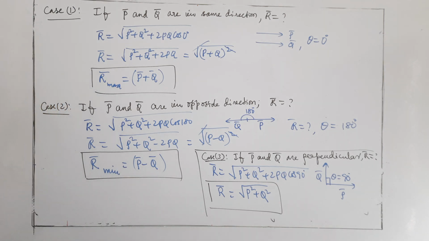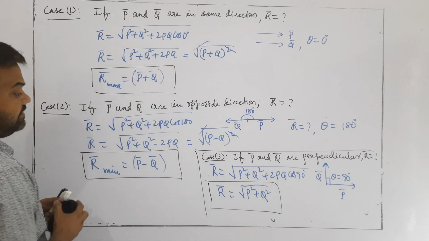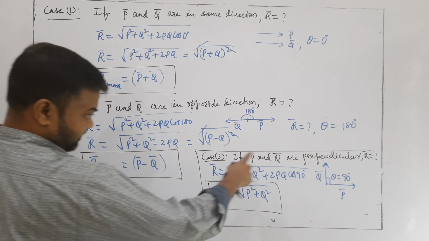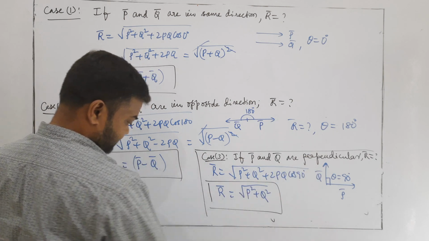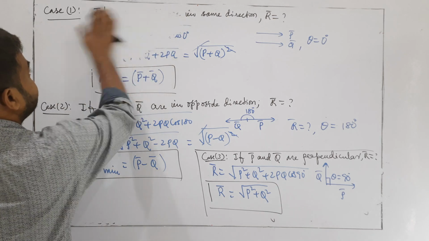When should the resultant be maximum? When both are in the same direction. When should it be minimum? When in opposite direction. When it is perpendicular, what is the resultant? Root of P square plus Q square. Like this we can write.